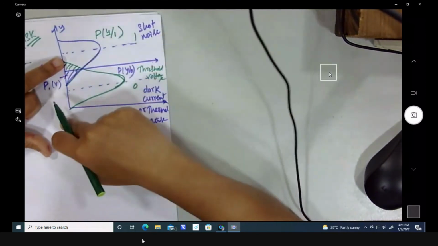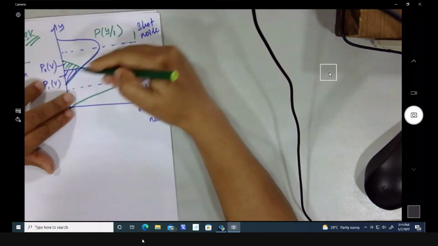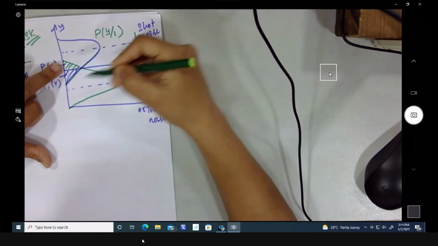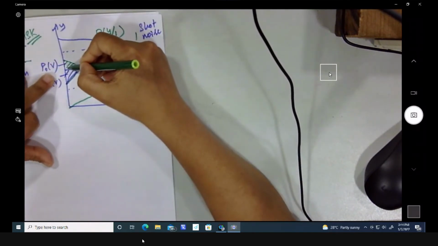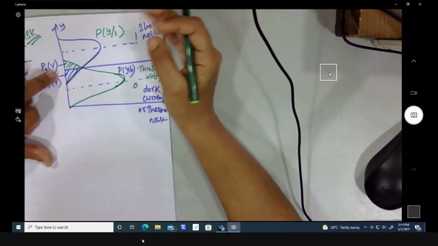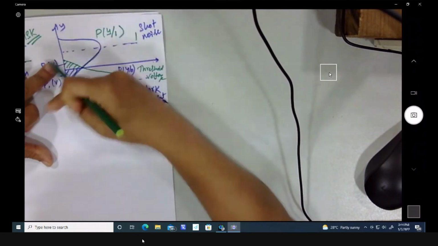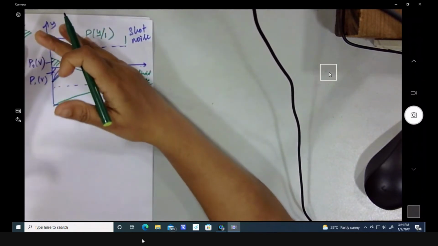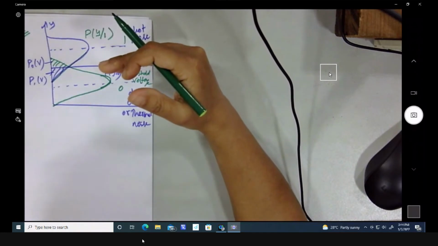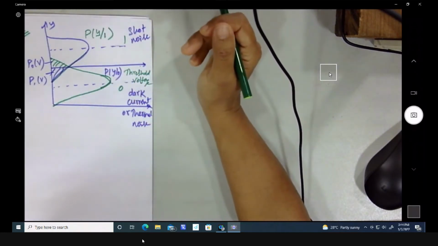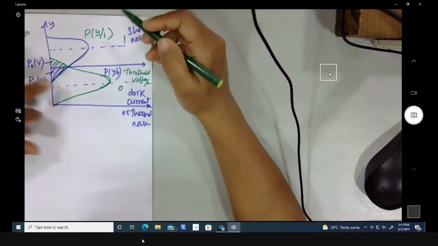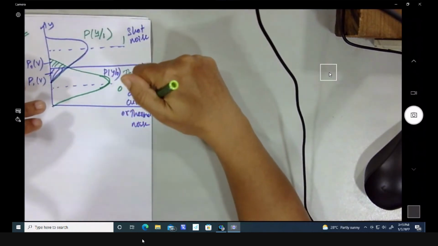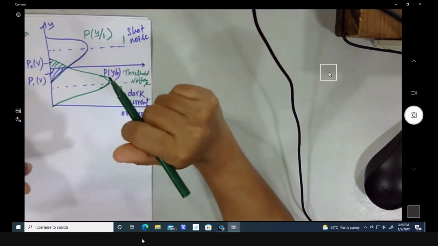When we see the distribution, it is below the threshold level only, but the distribution that overlaps with the PY of 1, that means the distribution above the threshold level, will be detected as 1. Actually a 0 bit was transmitted, but it will be received as 1 because of the distribution, and because of the noise we get this kind of distribution. I mentioned mainly 3 noises: shot noise, dark current, and thermal noise. Shot noise is present in 1 bit transmission, and dark current or thermal noise is present in 0 bit transmission.